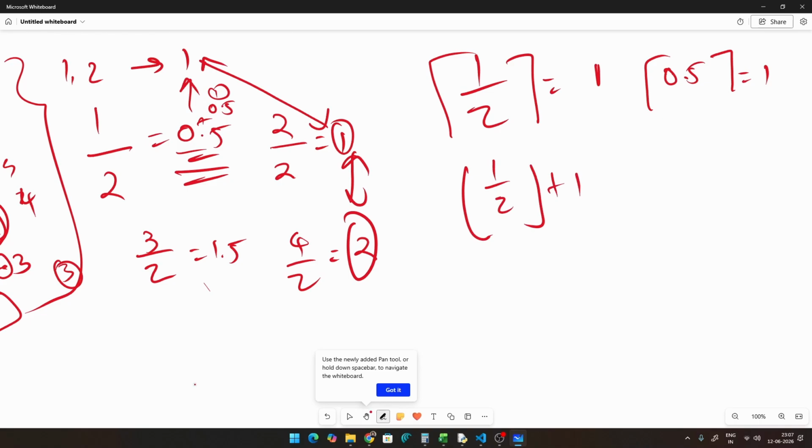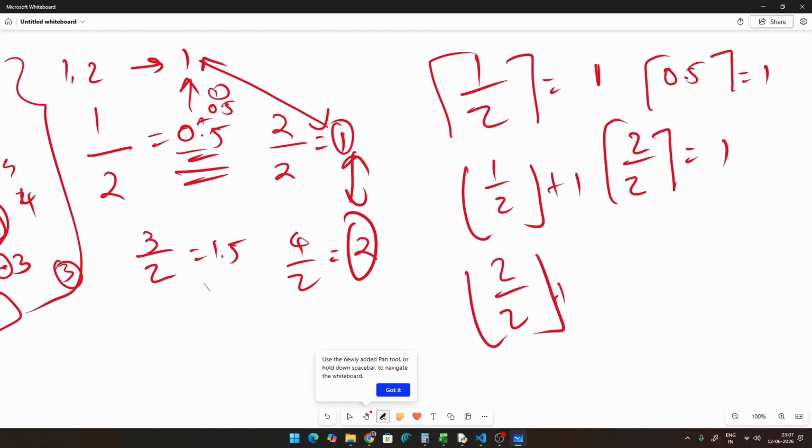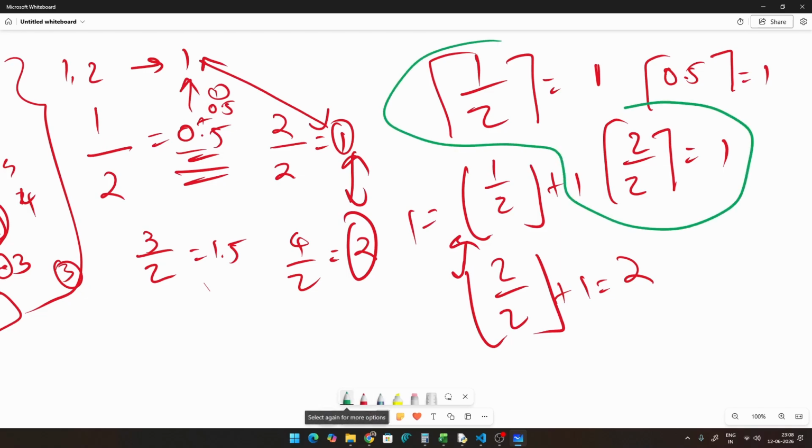But let's take the case where we do 2 by 2 and then take its ceiling. You still get 1, but 2 by 2 floor plus 1 is going to give you 2. 1 by 2's floor plus 1 is going to give you 1. So here you get different outputs, but with the ceiling function, you get the same output, if you can see. So by using the ceiling function, we can make sure that both get the same output.